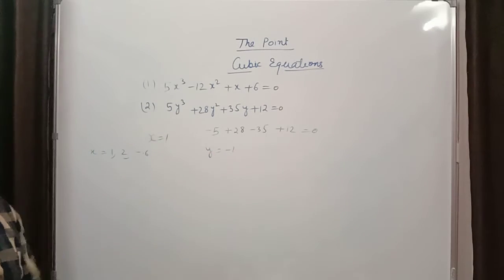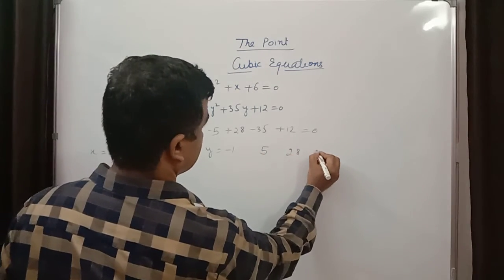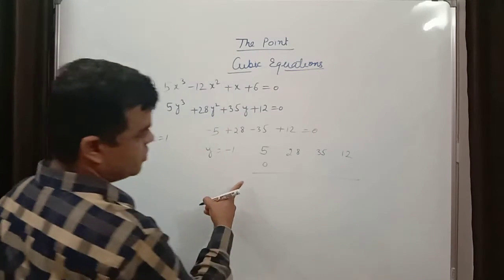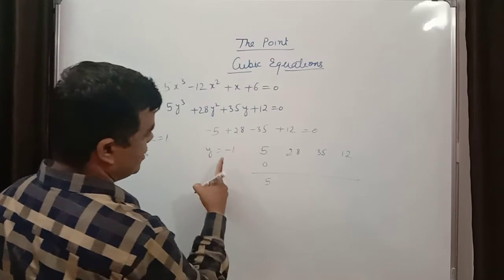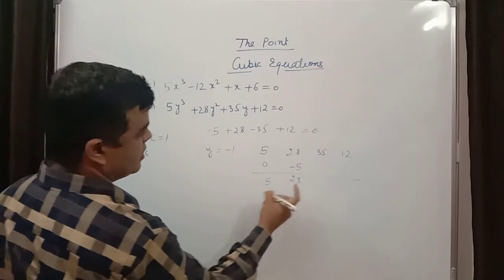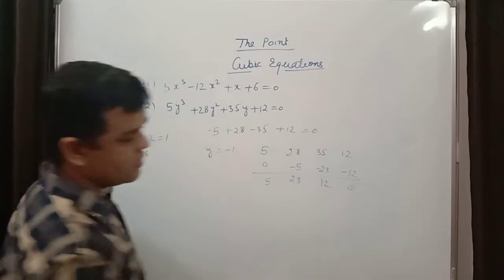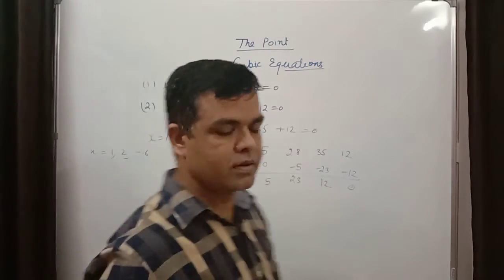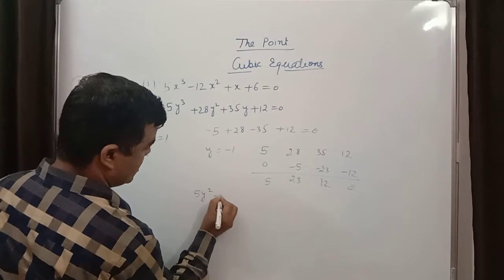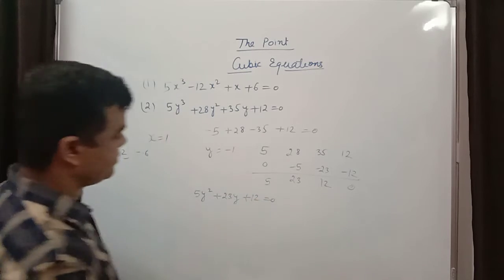So y plus 1 will be one factor. So write down this 5, 28, 35, 12, take here 0. Okay, 0 you have to take. Now add this 5, now multiply with this one, minus 5, 23, then minus 23, 12, then minus 12, and it has become 0. Correct? So here the quadratic equation will come: 5y square plus 23y plus 12 is equal to 0.